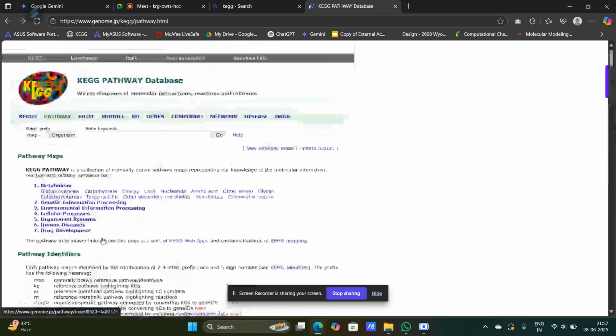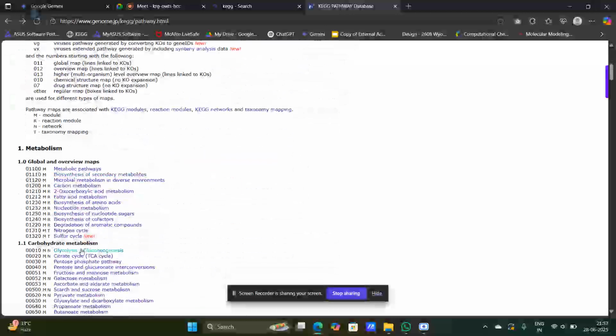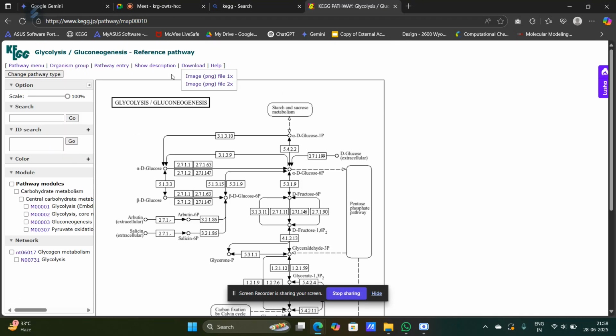So let's just look at one simple example. Let's go for glycolysis. I think this is something all of us will understand. Am I right? So if you click on glycolysis, you will get this. Everyone got the same flowchart?